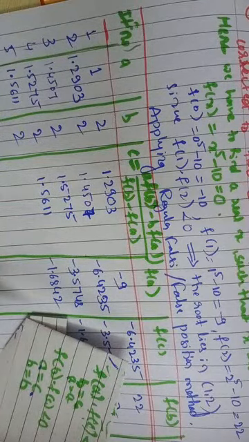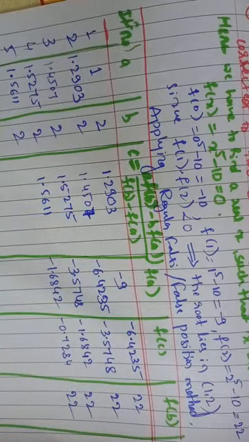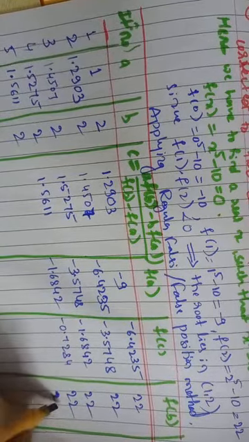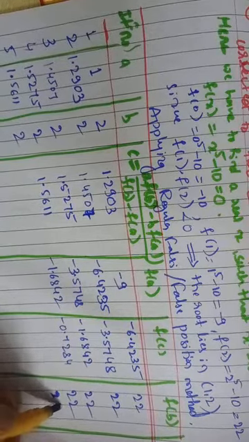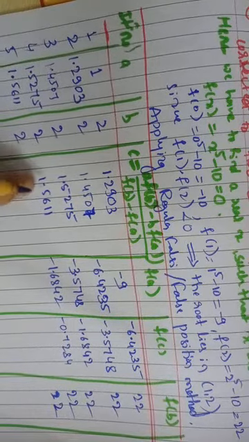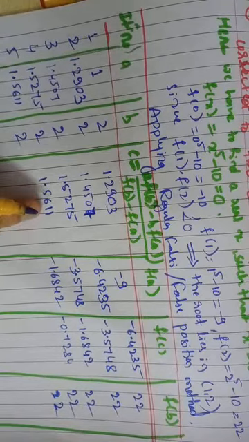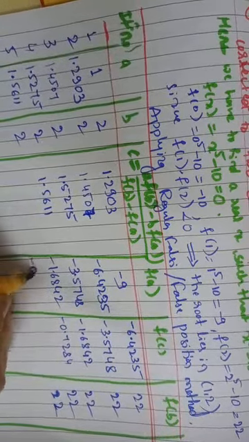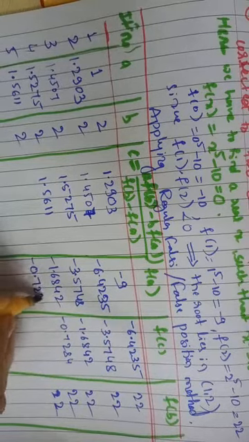Now since b is a 2, so f of b will be 22 only. Now when I substitute 1.5611, I got this one. So that will be my f of a again, 0.7284.